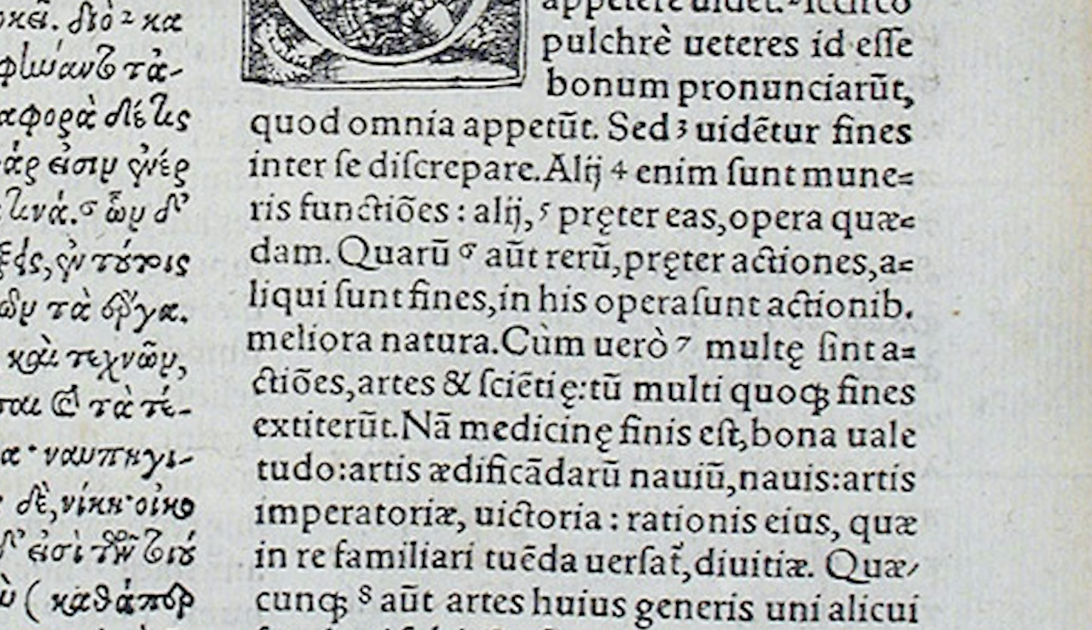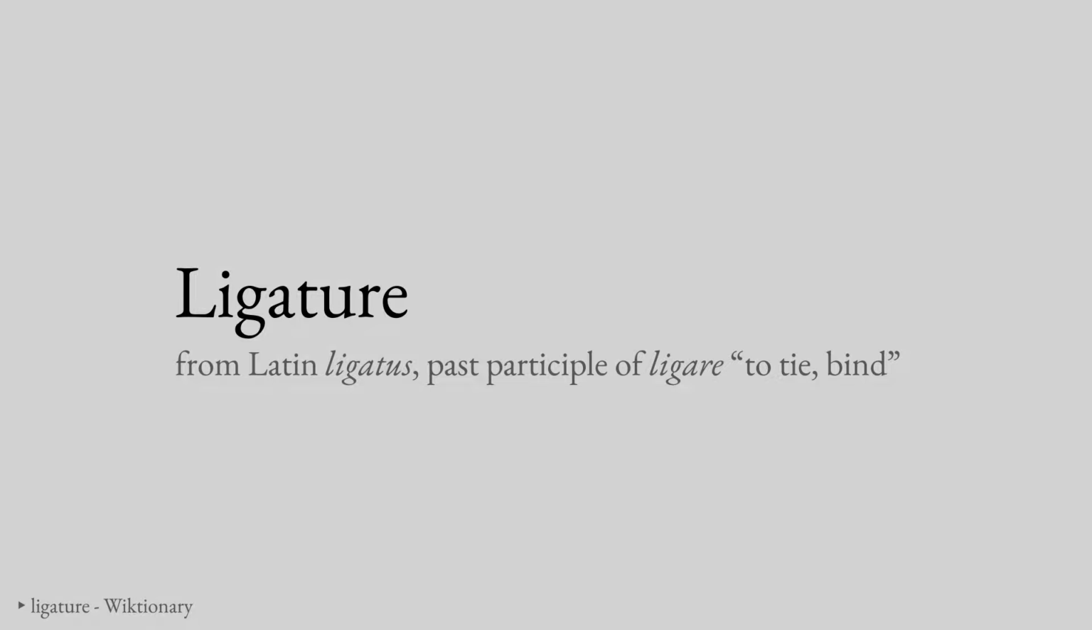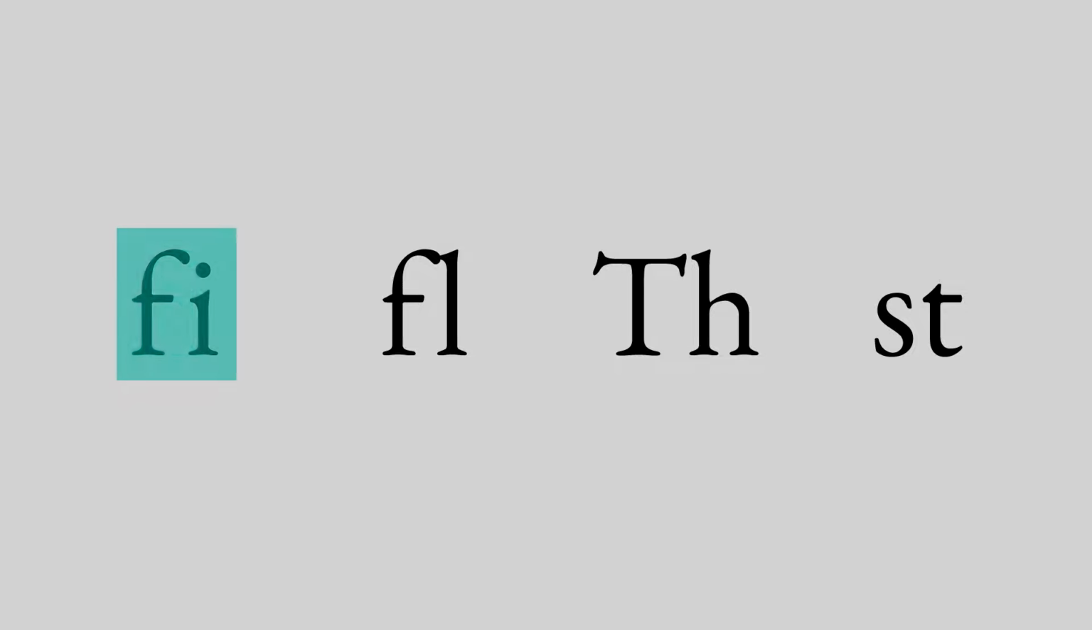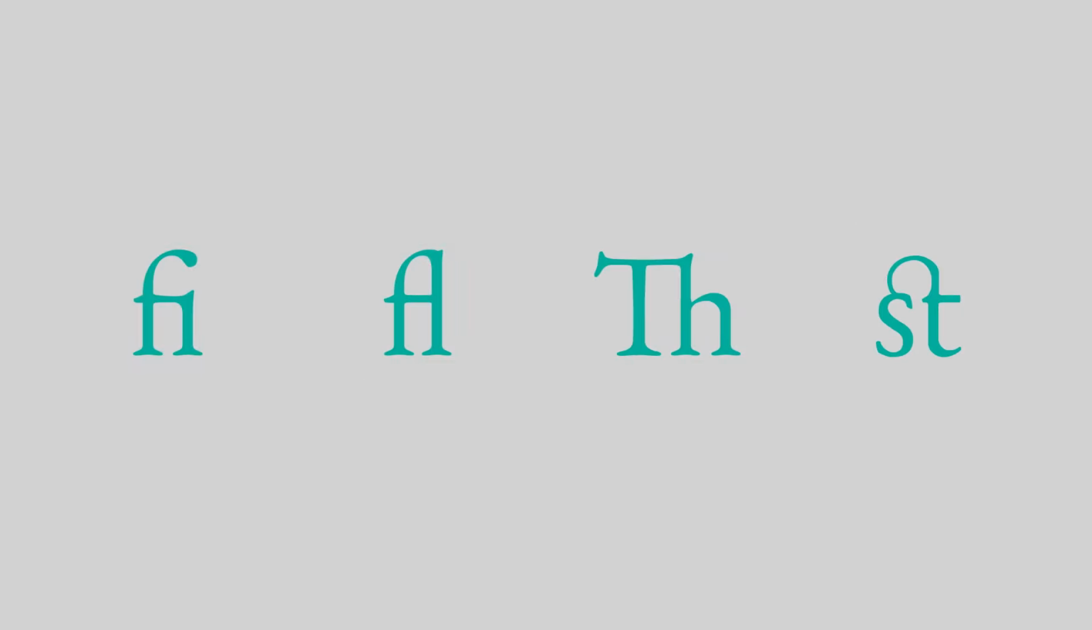Okay, let's begin. These kinds of linked characters are named ligatures in typography. Ligature, from Latin ligatus, means to tie, bind. A ligature occurs when two or more letters are joined to form a single glyph.